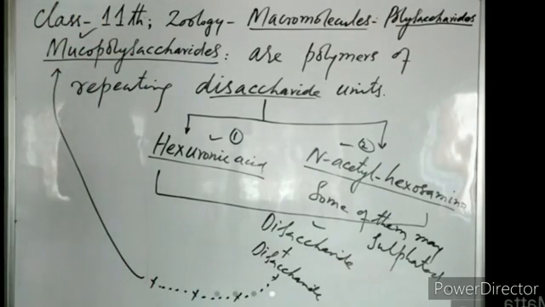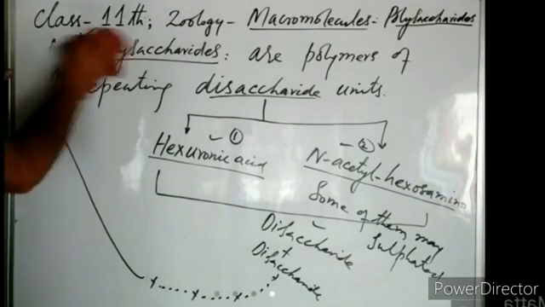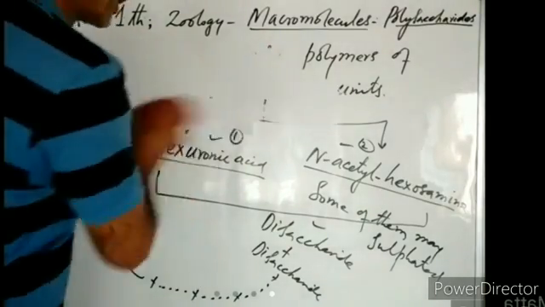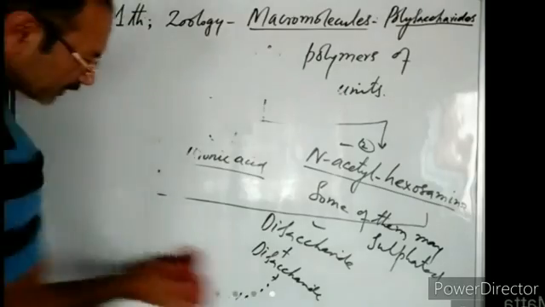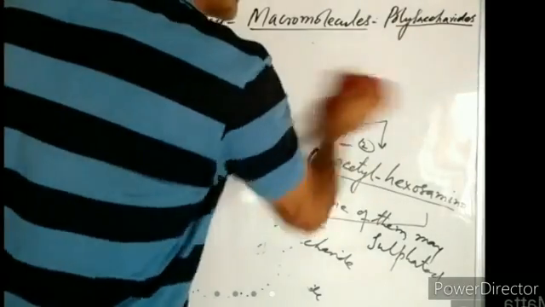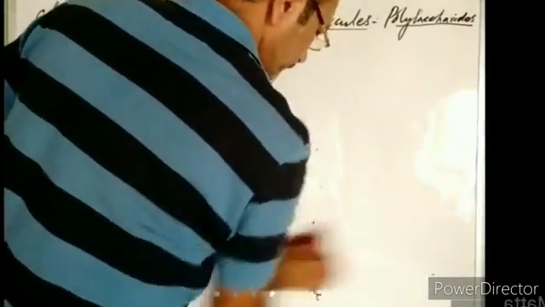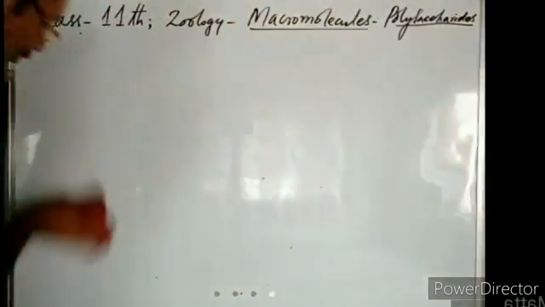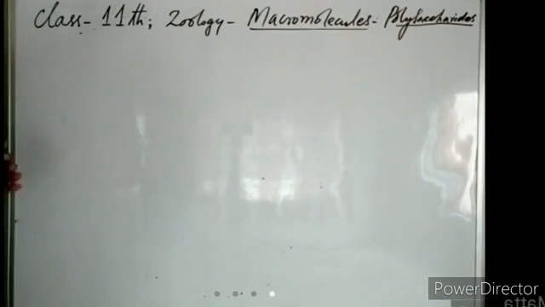Where do we find these mucopolysaccharides? These mucopolysaccharides are structural polysaccharides. They are found in various body structures. That is why they are classified as structural polysaccharides. I will show you an example of a mucopolysaccharide, how a mucopolysaccharide is formed.